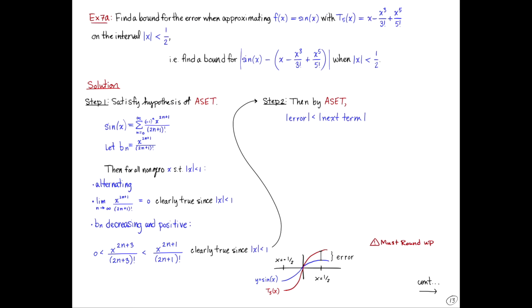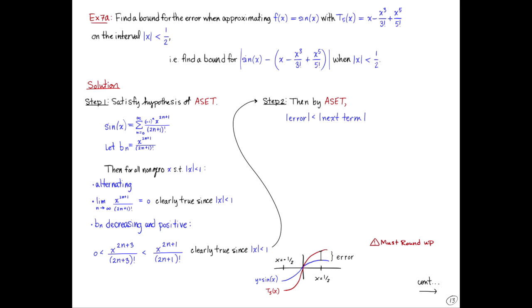Same idea behind why we can say that b sub n is decreasing. Since the absolute value of x is less than 1, x to the 2n plus 3 over 2n plus 3 factorial has to be less than x to the 2n plus 1 over 2n plus 1 factorial. Subbing in n equal to 0, we can also easily see that these terms will always be positive.